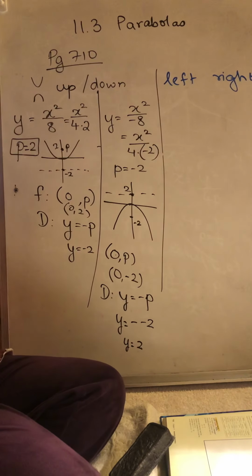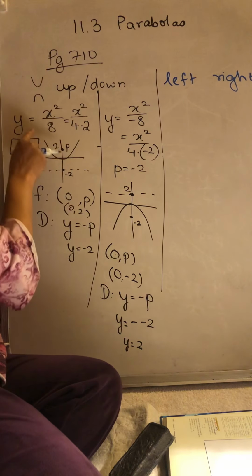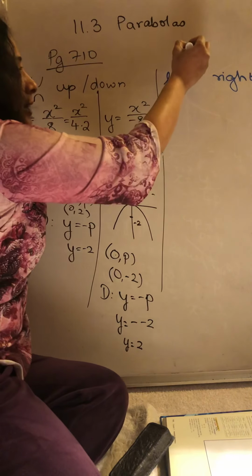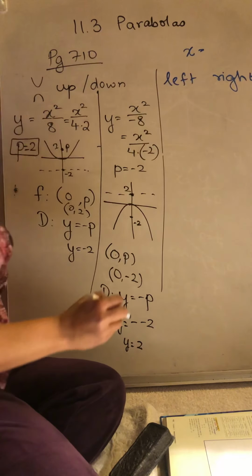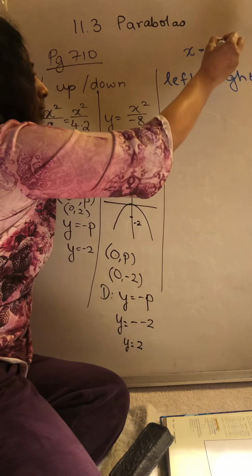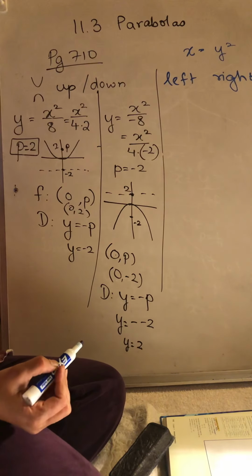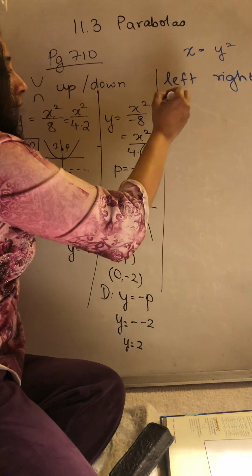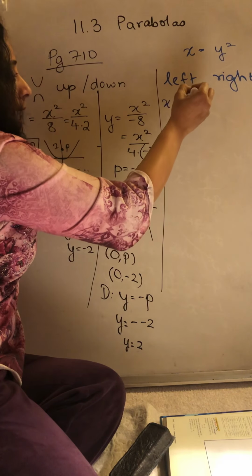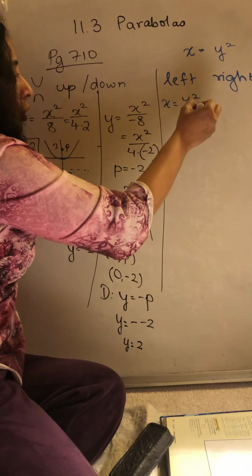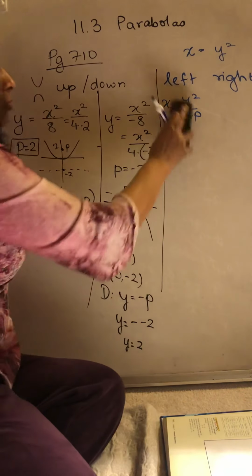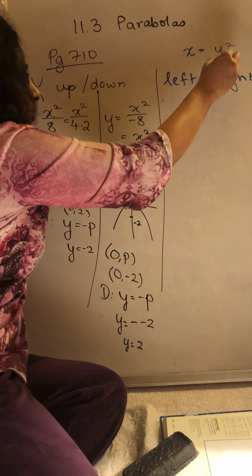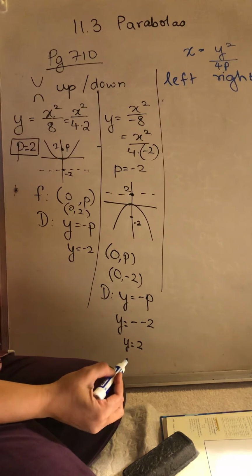One thing I know for sure when it's left or right: here my y is linear, x is quadratic. In this case, my x is linear and my y is quadratic. So in both cases, I'm looking at x equals y square over 4p. I'm asking myself, it's y square over 4p.